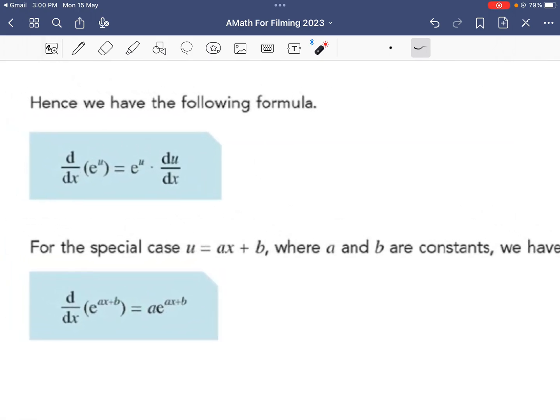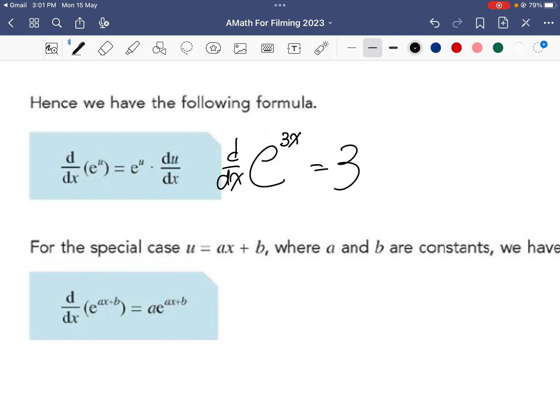Now, what we're going to do is we give you the formula. What happens if it's not just e to the power of x? What happens if it's something else? For example, what happens if we have e to the power of 3x? So, if I differentiate e to the power of 3x, I will differentiate the power. So 3x differentiated gives me 3. So I'll multiply everything by 3. Then I copy down e to the power of 3x.